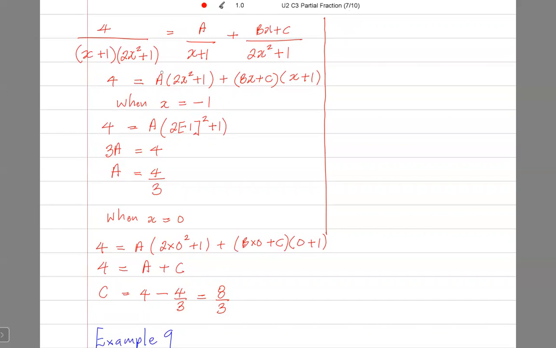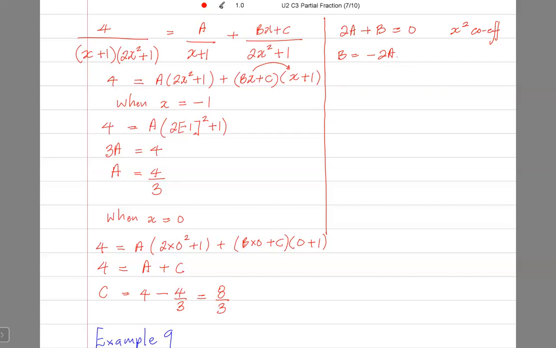If I multiply A by 2x squared, I'm going to get 2a x squared. So I'm going to say 2a. If I multiply bx times x, I'm going to get b times x squared. So 2a plus b would be equal to 0, and this is my x square coefficient. It's me equating the x square coefficient. It means b would be equal to minus 2a.